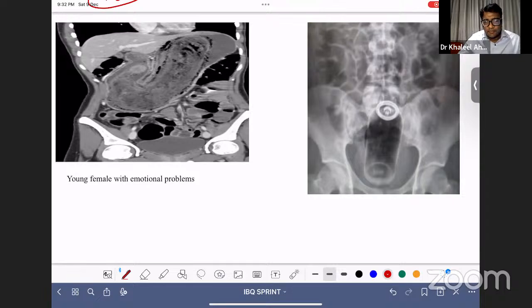This had appeared in the recent examinations also. There is a young female with emotional problems and a CT scan is given. You can see the bones are white, so this is CT that is given to you. Anybody? Let me see who can answer this. What do you think is this? Waiting for your answers.